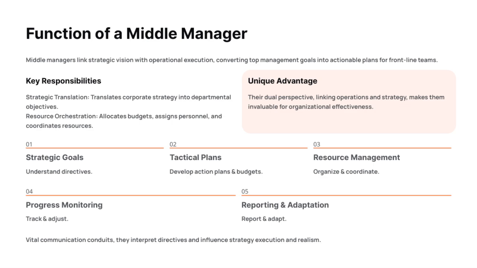Organizing and coordinating are also vital tasks. They set up the necessary structures and processes to ensure smooth execution. Developing action plans and budgets falls under tactical planning, translating strategic goals into actionable steps. In summary, middle managers are the key link between strategic vision and operational execution. They turn broad goals into specific, achievable actions for frontline teams, making sure the entire organization moves forward cohesively.